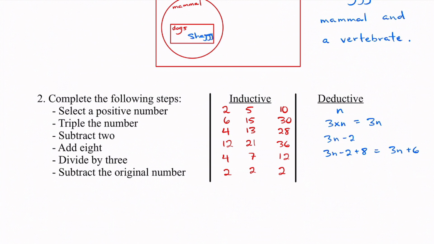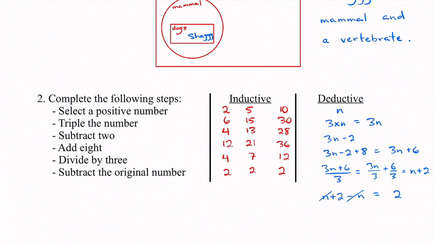Then we're going to divide by 3. So we got 3n plus a 6, all divided by 3. So remember when we were doing it in the very start, we said we got to divide each of those by that number. So 3n divided by 3 and 6 divided by 3. 3n divided by 3 is just n, and 6 divided by 3 is 2. Okay, so I got n plus 2, and then the last step was subtract the original number. So I have n plus 2, subtract the original number, which was an n. So the n and the minus n, those cancel out, and then I'm just left with a 2.